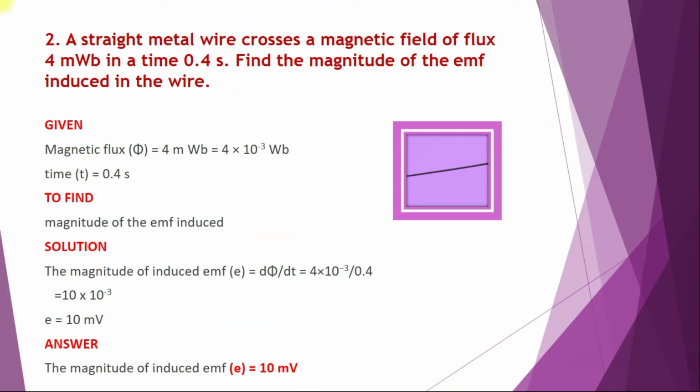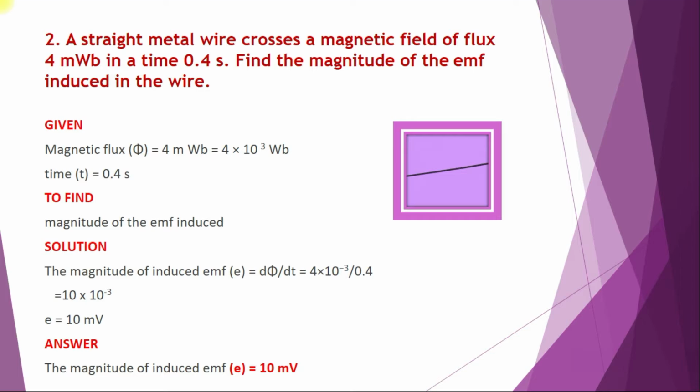Problem 2. A straight metal wire crosses a magnetic field of flux 4 milliweber in a time of 0.4 second. Find the magnitude of EMF induced in the wire. So first let us start with the given data. Magnetic flux is given as 4 milliweber, which is equal to 4 into 10 power minus 3 Weber, and the time is given as 0.4 second. We are supposed to find the magnitude of the EMF induced.